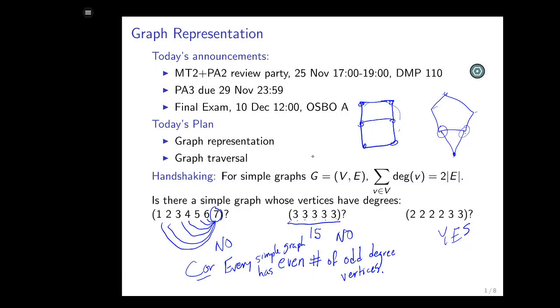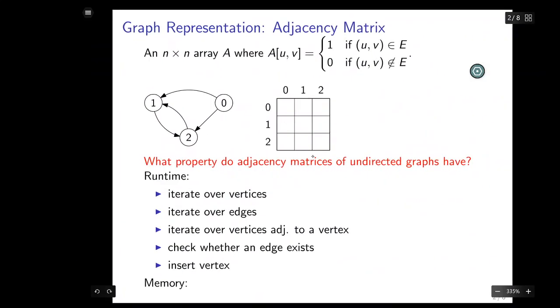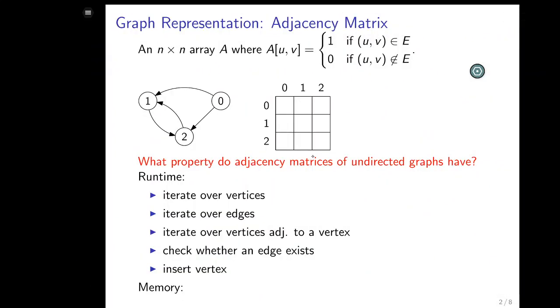So that's about counting edges and the handshaking theorem. The next thing I want to talk about is this graph representation issue. People have asked, well, graphs are a data structure, so how do you represent them? There are two traditional ways of representing general graphs. One is called an adjacency matrix representation, and the other is called an adjacency list representation.